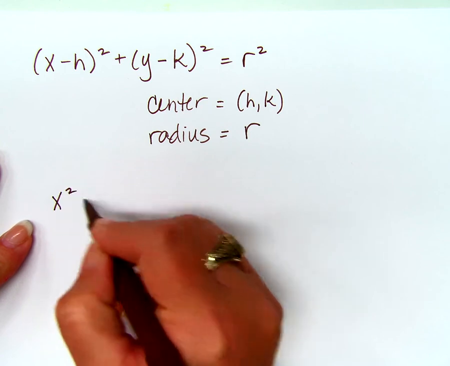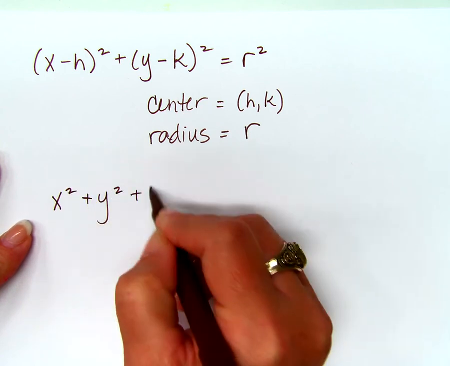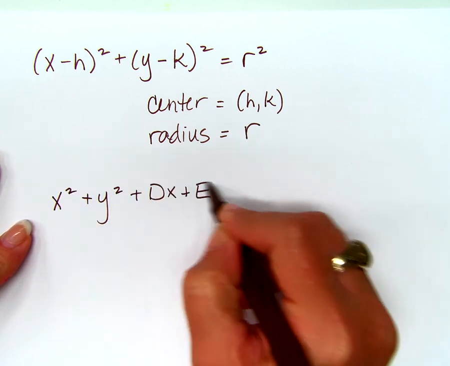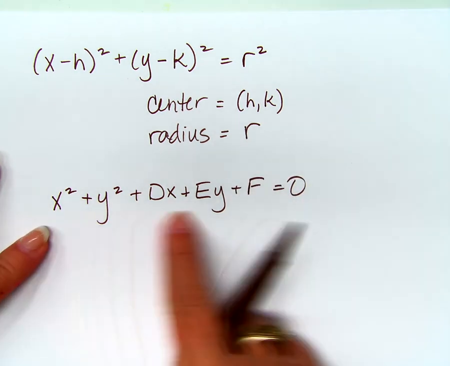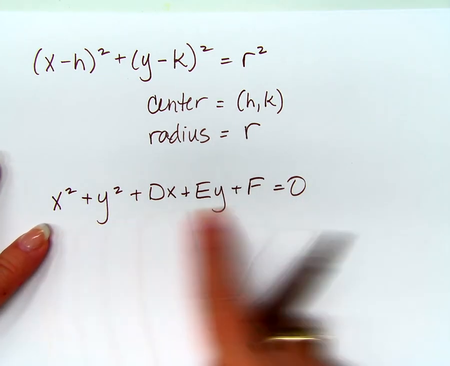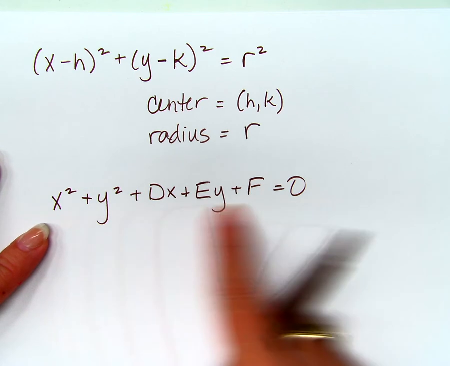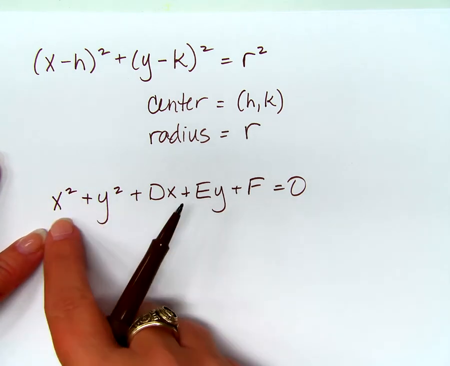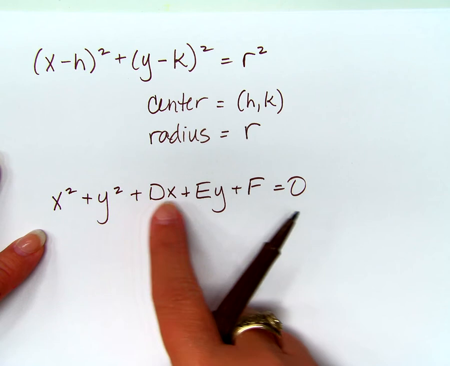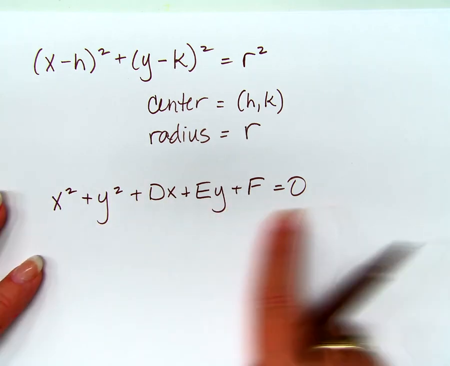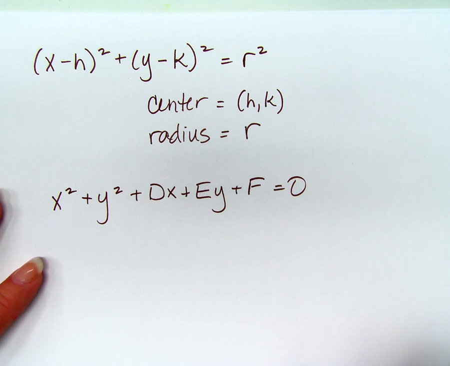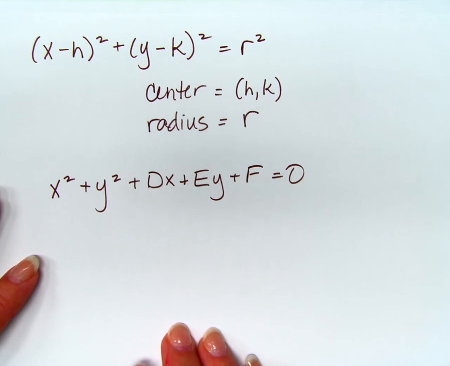X squared plus y squared plus dx plus EY plus F equals 0. We looked at this last year, but here's something different. When we wrote this last year, it was x squared plus y squared plus cx plus dy plus e equals 0. It's just different letters. It means the same thing. Everything that we did last year is what we're doing this year, just represented with different letters this time.